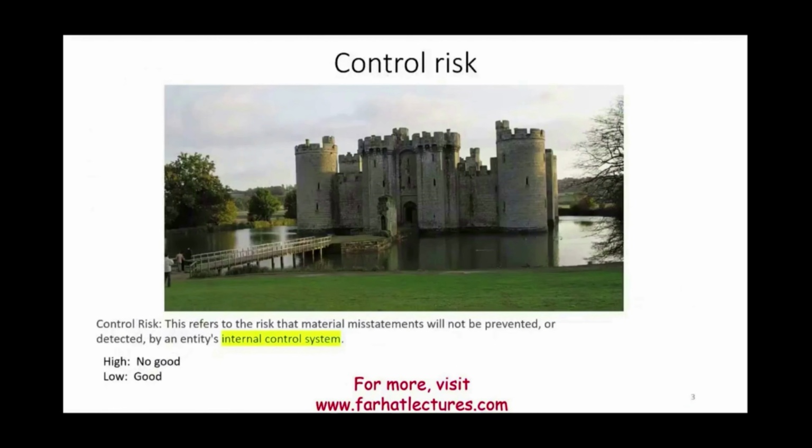I always like to show this picture when discussing control risk. Control risk is the risk that the material misstatement, basically an error or a fraud or some sort of mistake, will not be prevented or detected by the entity's internal control system. Well, let me show you what we mean by this. Let's assume your accounting information system, your AIS, is residing inside this castle. And the castle itself is what's preventing errors and fraud from occurring.